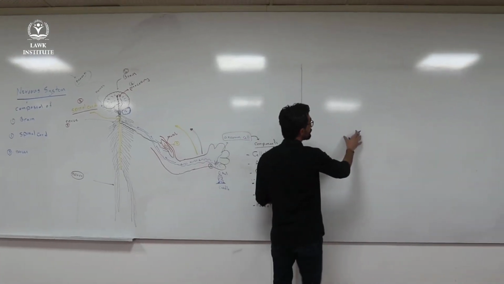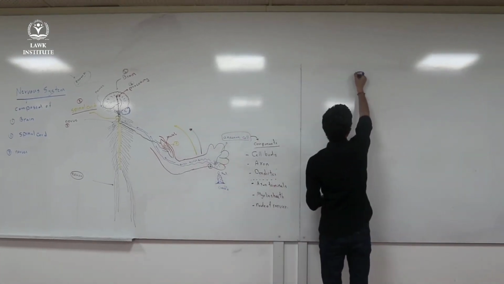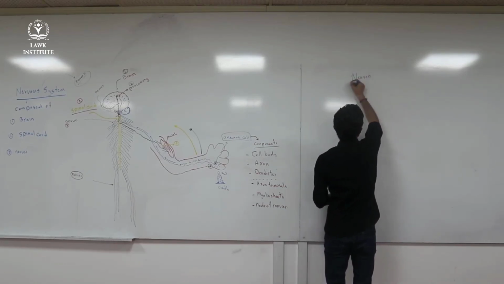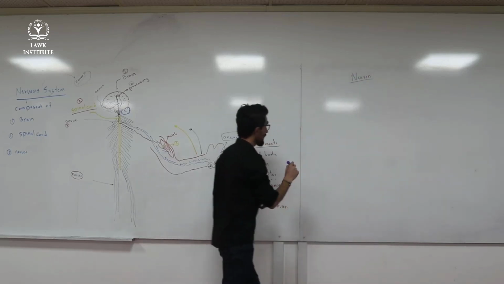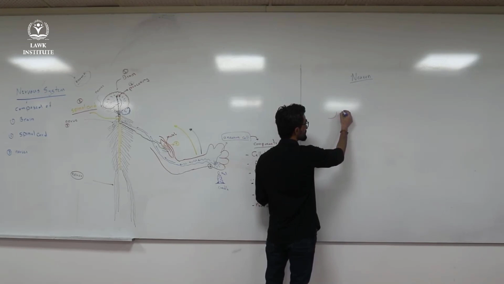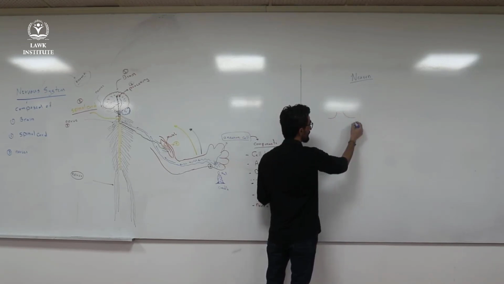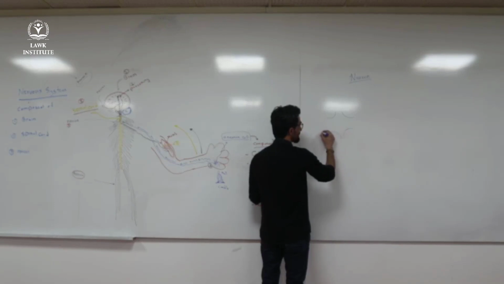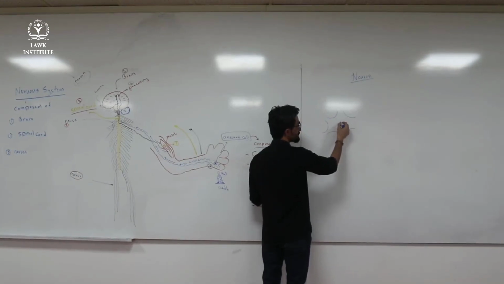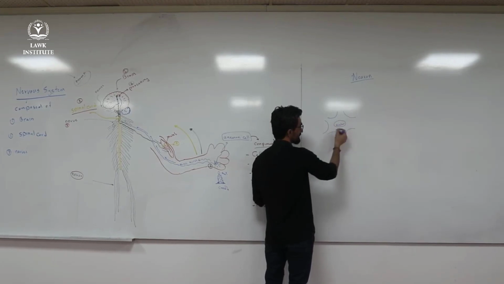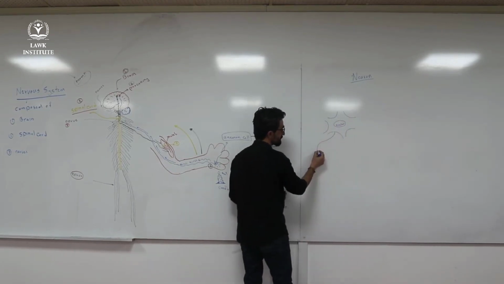So I'm going to draw a standard neuron cell. This figure represents a neuron cell. The main part of a neuron cell, which usually looks like a star, this main part which contains the nucleus, is called the cell body.